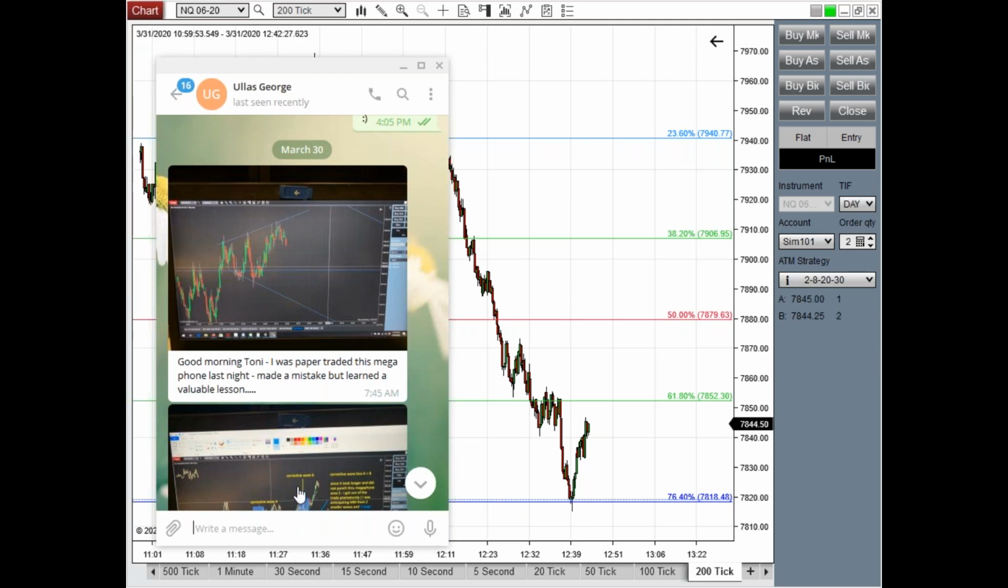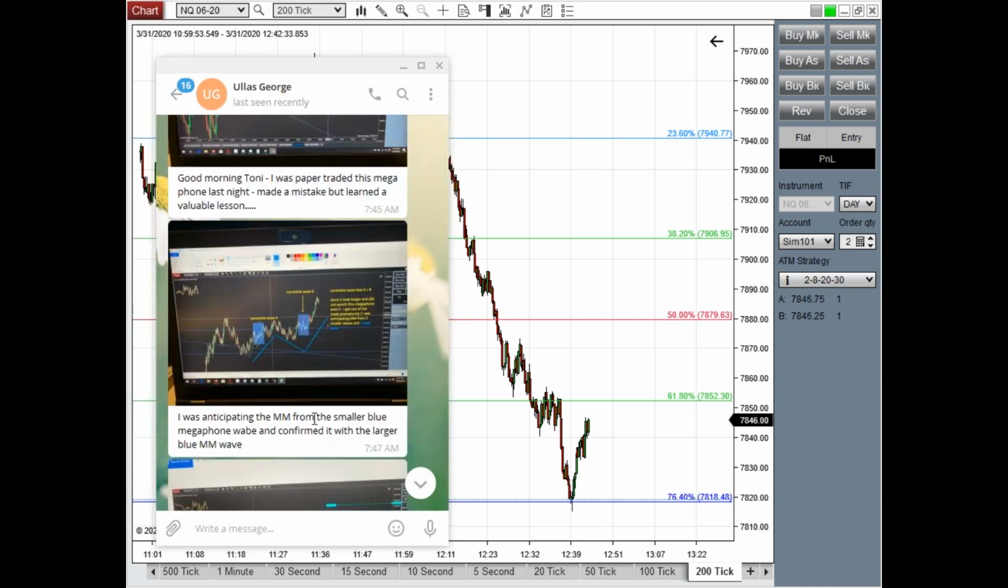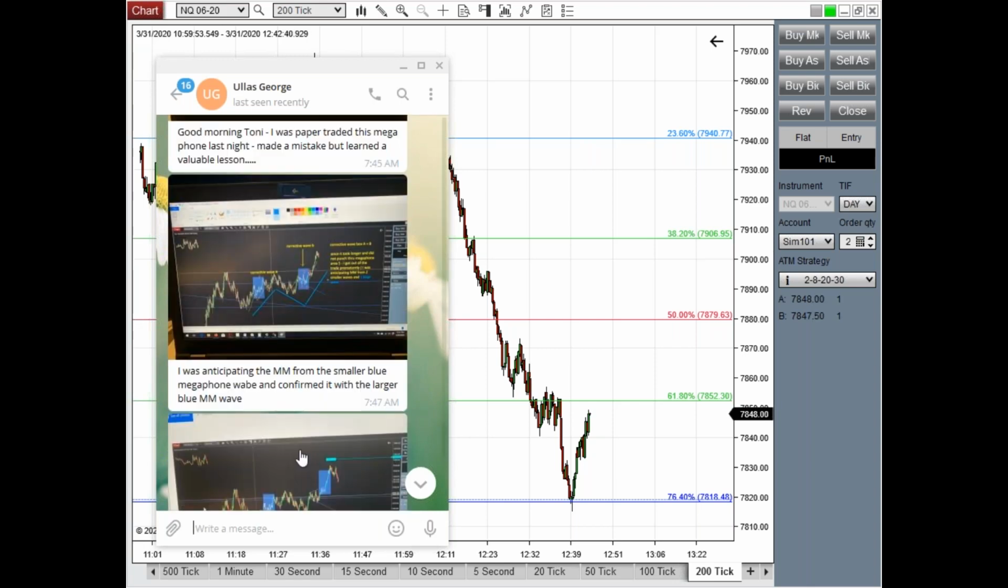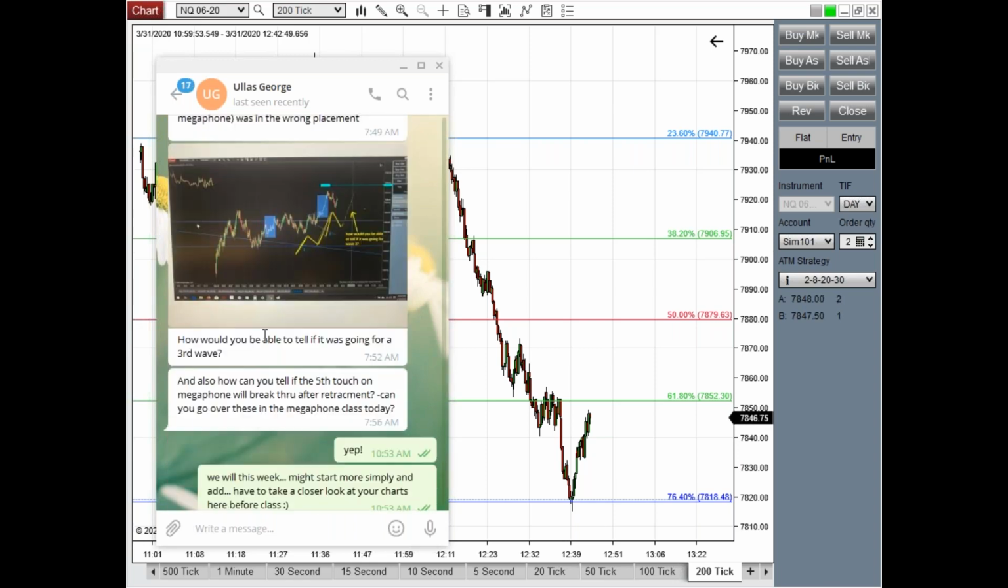Okay, so Euless says, I was paper trading this megaphone last night, made a mistake, but learned a valuable lesson. I was anticipating the measured move from the smaller blue megaphone wave and confirmed it with the larger blue measured move wave. But I realized the second corrective wave box was in the wrong place. How would you be able to tell if it was going for a third wave? And also, how can you tell if the fifth touch on the megaphone will break through after retracement?